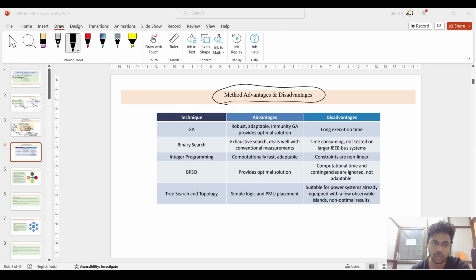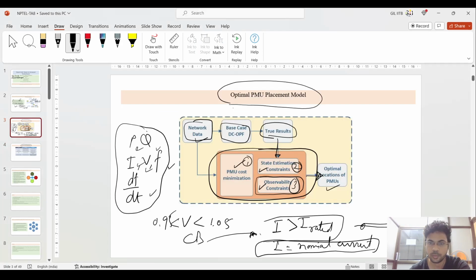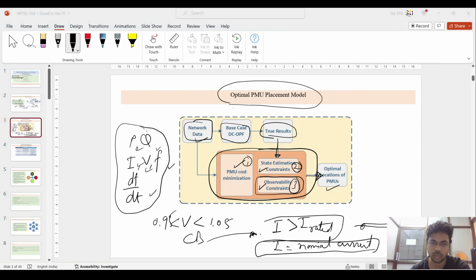Can you go to the previous slide? And state estimation constraints. Okay. So, how is that economic part integrated? We have listed that economic criteria is also there, right? So, yeah, how?